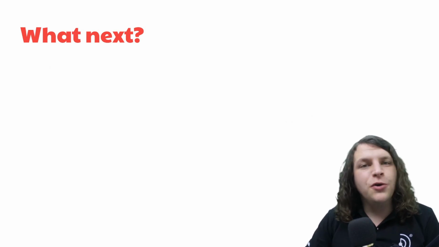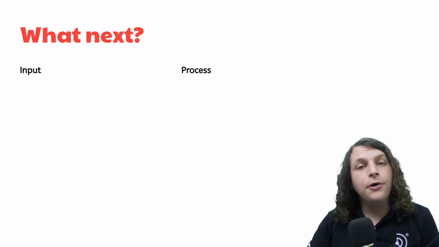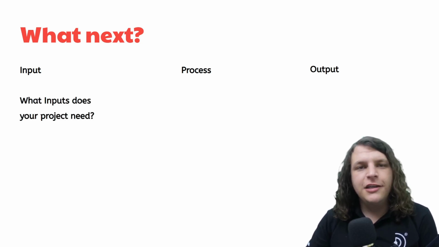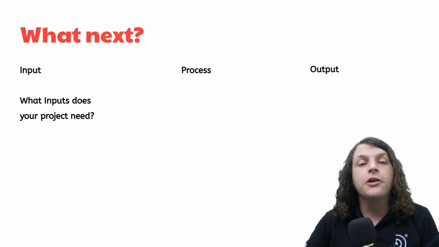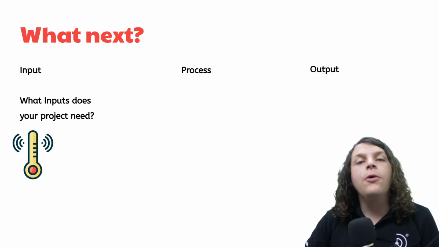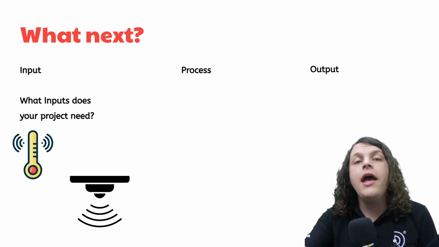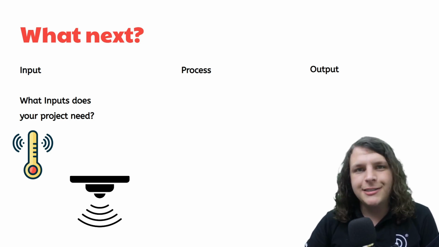Now that you've chosen your project and you've done some research into your natural disaster, what do you do next? I would recommend breaking your project down into its inputs, process, and its outputs. When thinking about the inputs of your project, you need to think about what information your project needs in order to work correctly. Do you need to know the temperature of the area? If so, maybe you should think about adding a temperature sensor. Do you need to know if something is in the way? In which case you'll need something like a motion detector or a distance sensor.